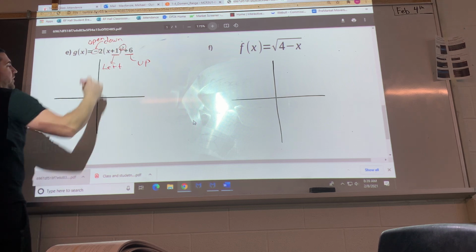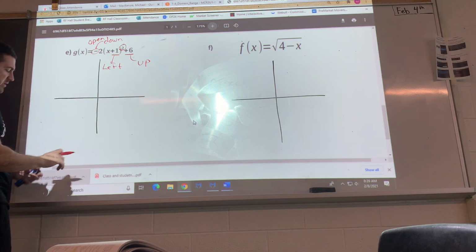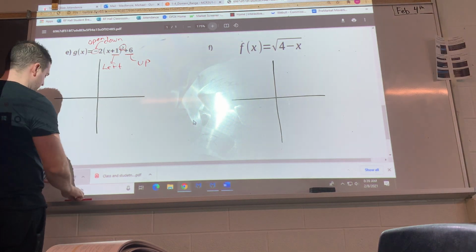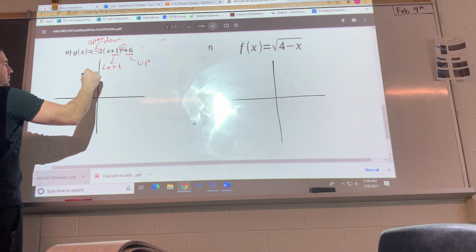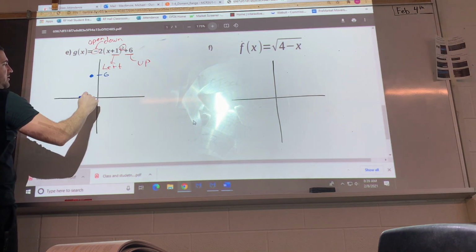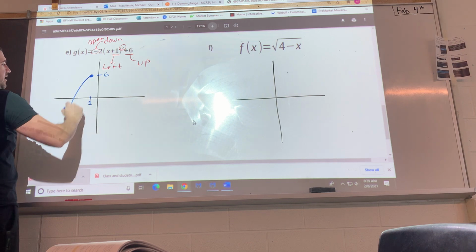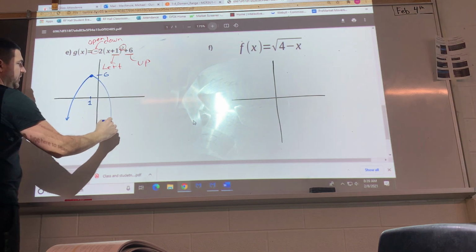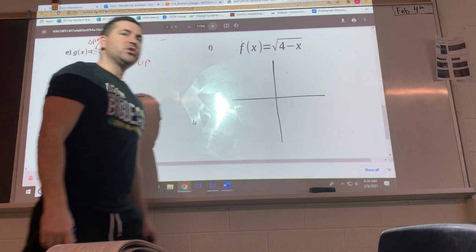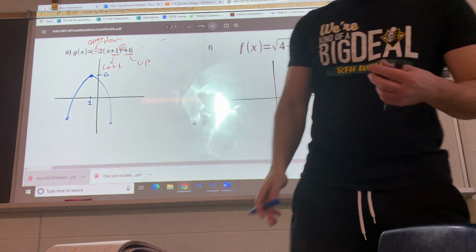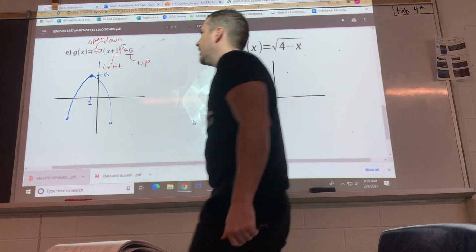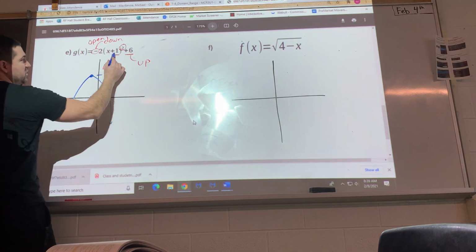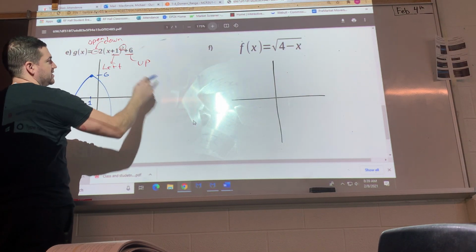Open and down. Okay, so roughly I'm gonna sketch it out. So we're gonna go 1 to the left and 6 up. So say that's 6, this is 1, and we're opening downwards. And if you're not sure, just plug values into the equation. Plug values in and see what you get. This here is also the vertex, right? So -1 and 6 is the vertex.